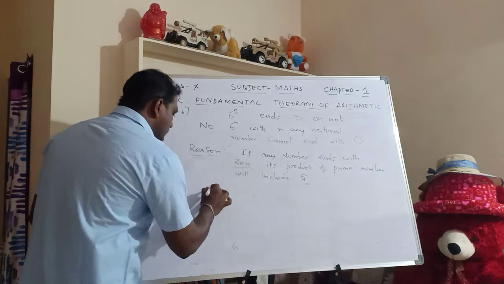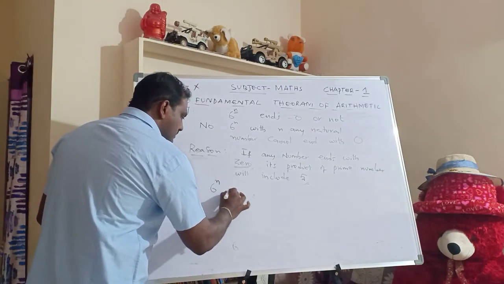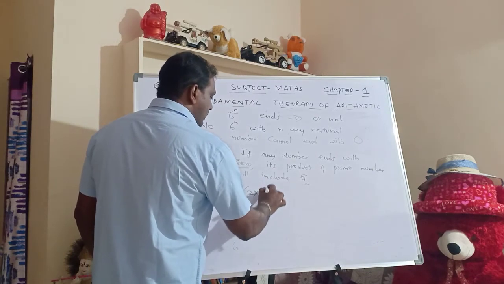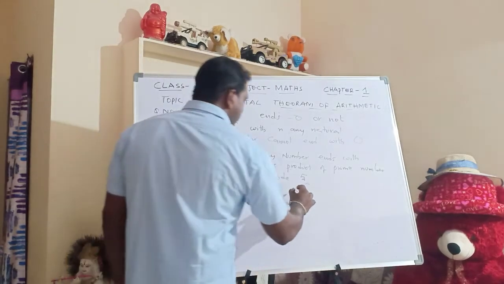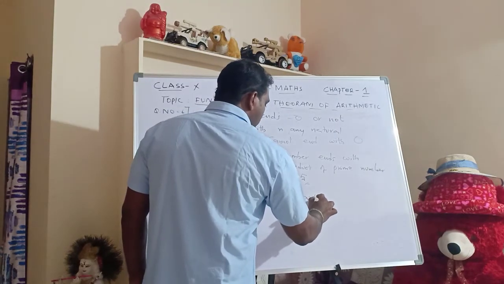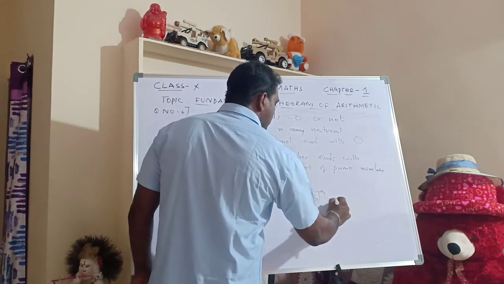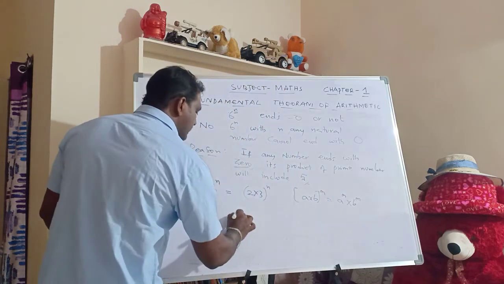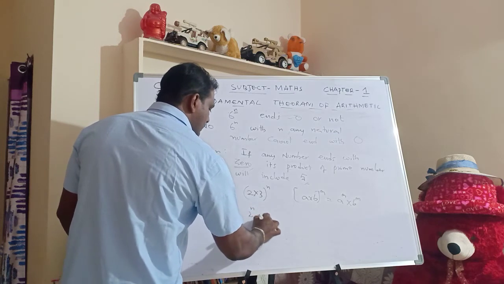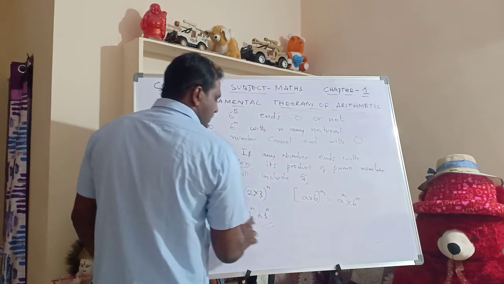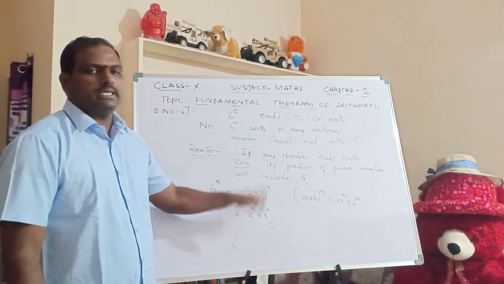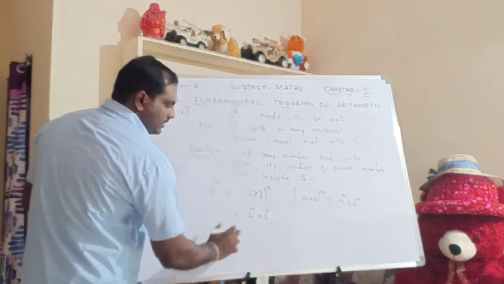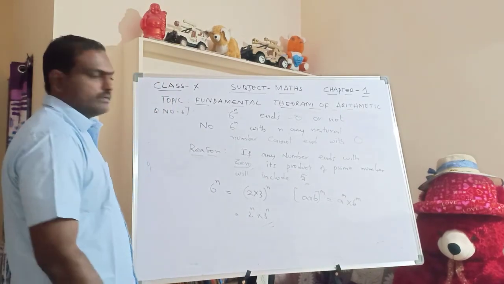Now what is given here? 6 power n. 6 power n can be written as (2 times 3) whole power n. So what is the formula? (a times b) whole power m can be written as a power m times b power m. So in this case, 2 power n times 3 power n. That means it is having only 2 and 3. There is no 5. So 5 is not included when we are writing in terms of product of primes.